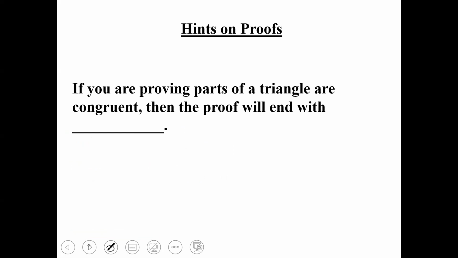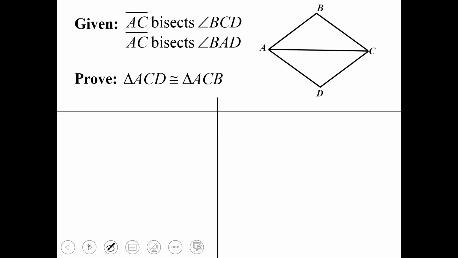If you're proving that two parts of a triangle are congruent to each other, then your proof is going to end with what? Good. If you're proving that two sides are congruent to each other or two angles are congruent to each other, then your proof is going to end with CPCTC. Before you can prove that either two sides or two angles are congruent via CPCTC, what do you have to prove first? That your two triangles are congruent. Good, you have to prove that your two triangles are congruent first.